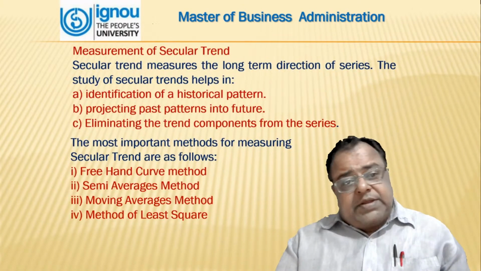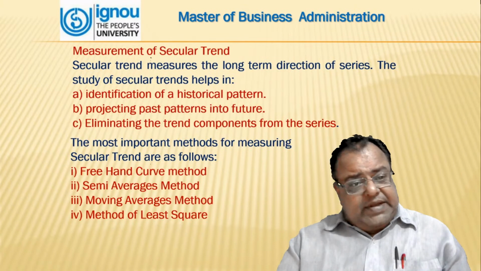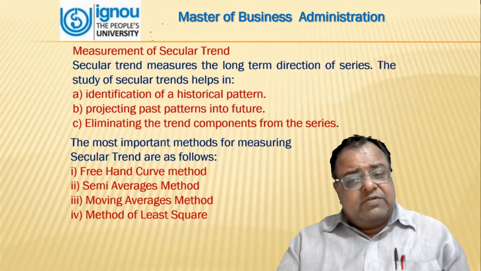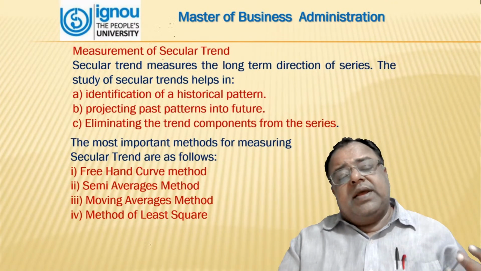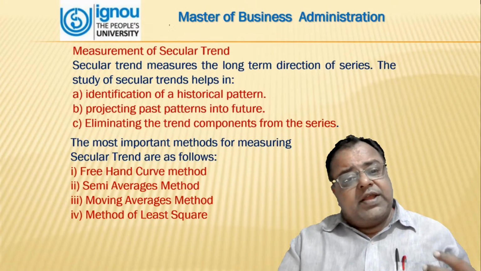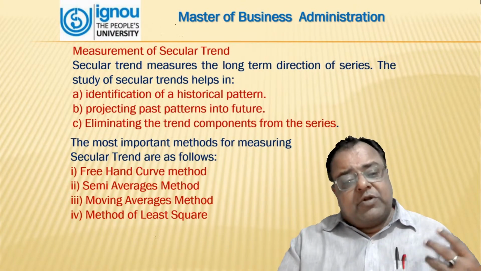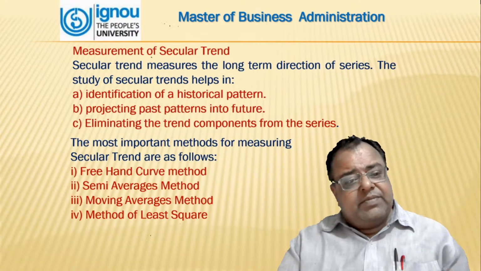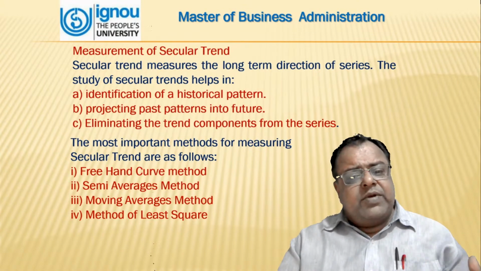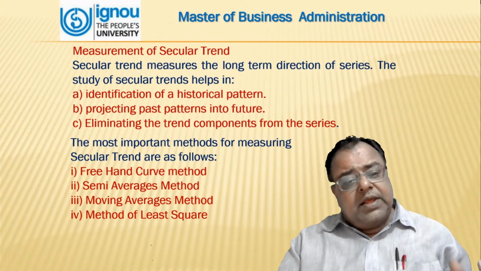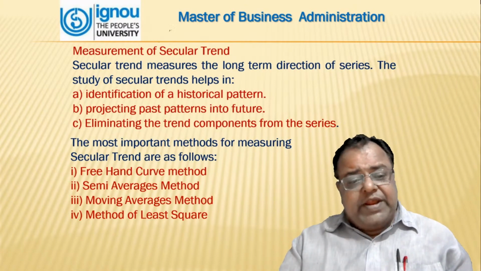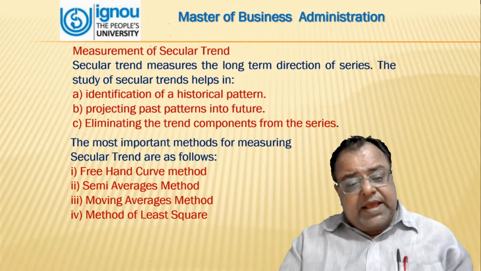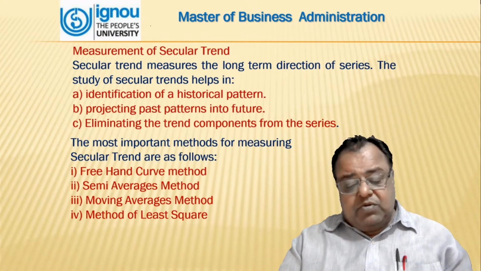Now, measurement of secular trend. Secular trend measures the long-term direction of a series. The study of secular trend helps in identification of a historical pattern, projecting past patterns into the future, and estimating the trend components from the series. The most common methods for measuring secular trends are the freehand curve method, semi-averages method, moving averages method, and method of least squares.